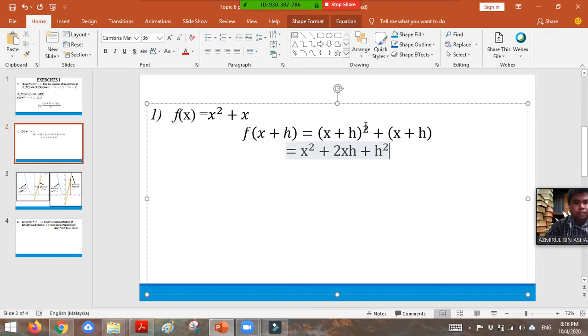Okay, this is how you open the bracket. First, x power of 2 becomes x squared, then 2 times x times h becomes 2xh, then h power of 2 becomes h squared. And after that, I open the bracket for x plus h.